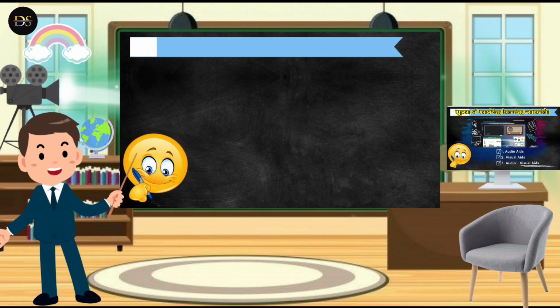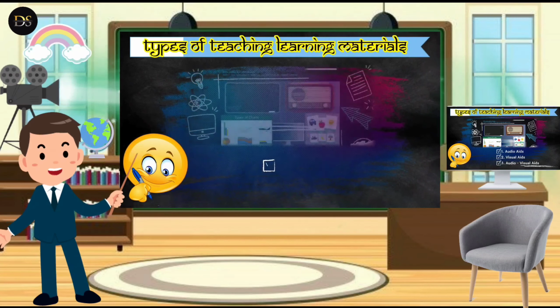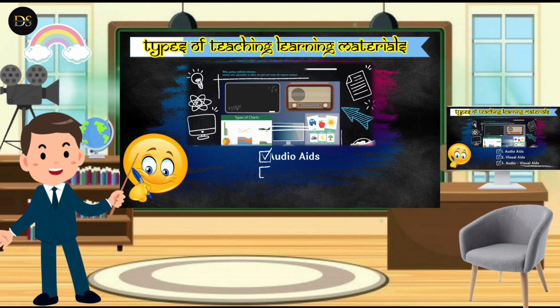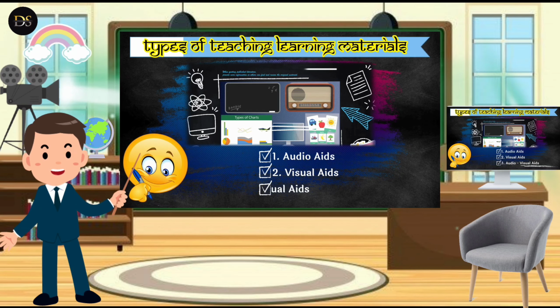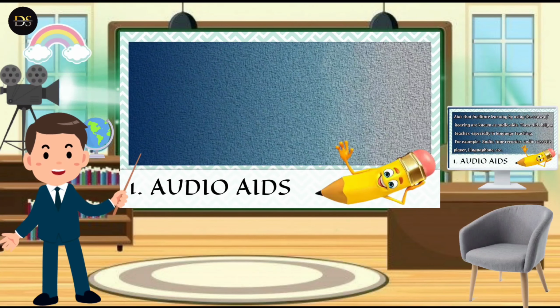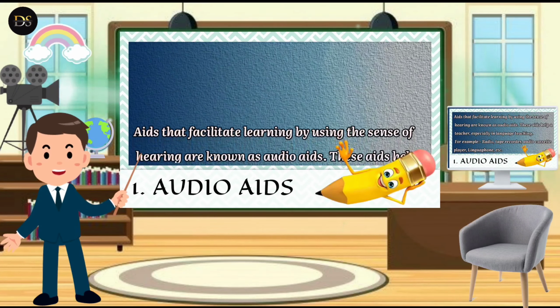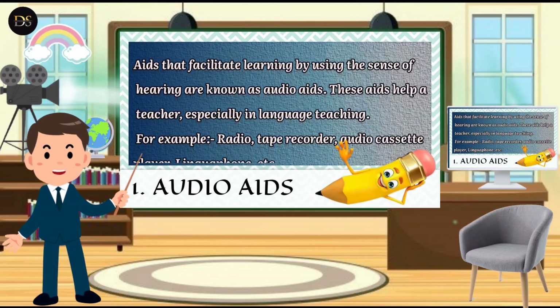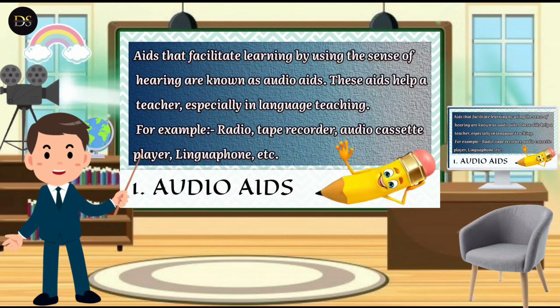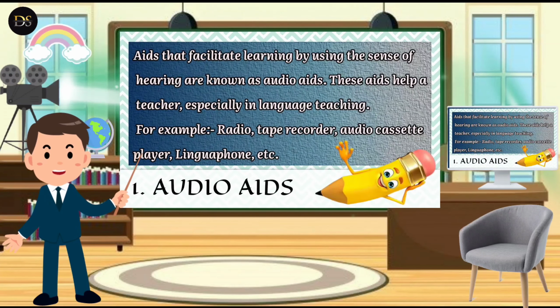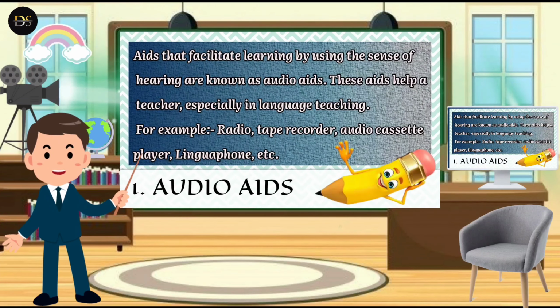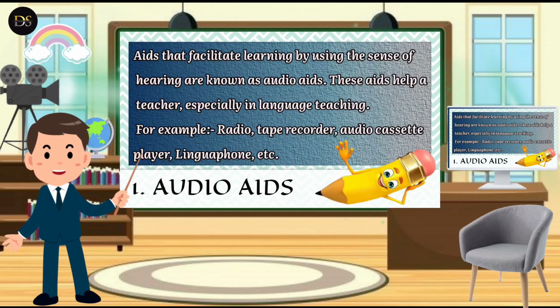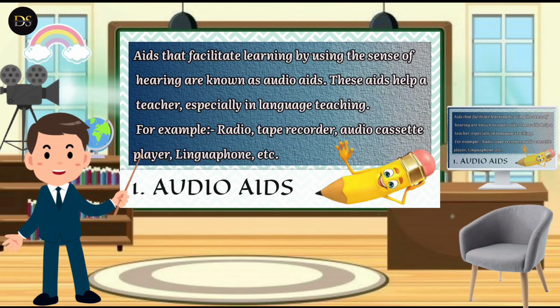Let's move to our last topic, that is types of teaching learning materials. Teaching aids can be classified into 3 types, that is, audio aids, visual aids, and audiovisual aids. The first type is audio aids. So, aids that facilitate learning by using the sense of hearing are known as audio aids. These aids help a teacher, especially in language teaching. For example, radio, tape recorder, audio cassette player, linguaphone, etc.